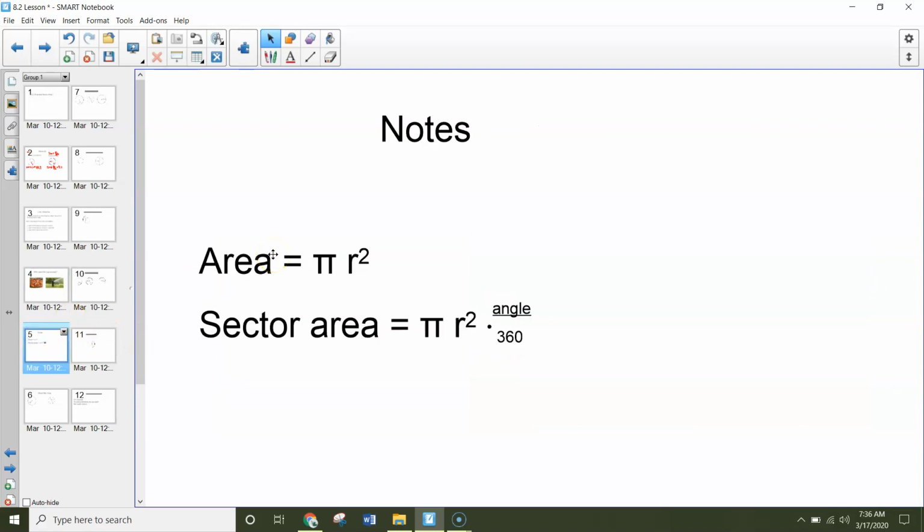So your notes for today. The formula for area is pi r squared, and then sector area, once again, is similar, pi r squared times the angle over 360. So go ahead and pause, write this in your notebooks, and then once you're ready, click play.